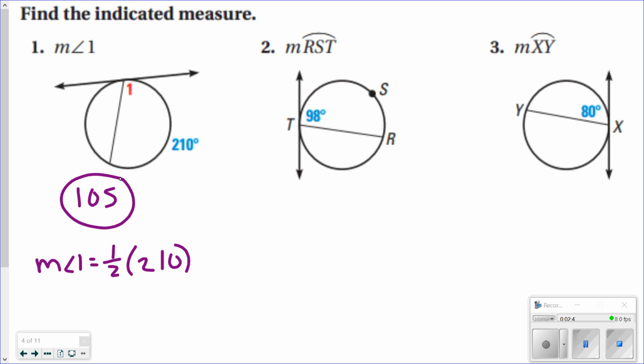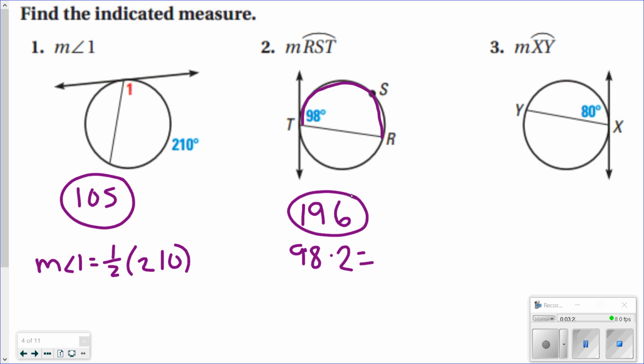How about question 2? What's the measure of arc RST? RST is right here. Well, the answer is 196. How did we get that? Well, we want to take the measure of our angle. We know that the angle is 98, so that measure is 98. And so to find the measure of our arc, we're just going to multiply that by 2. And when you do so, we get 196.